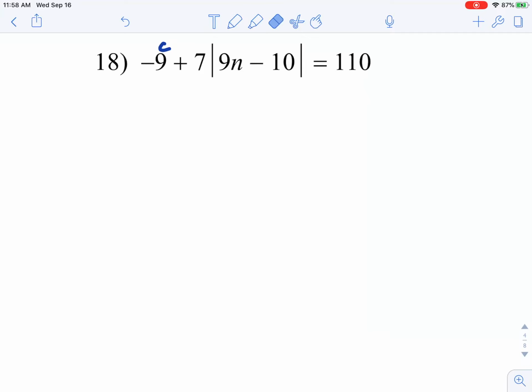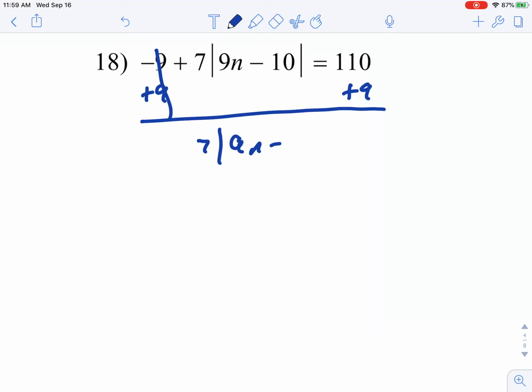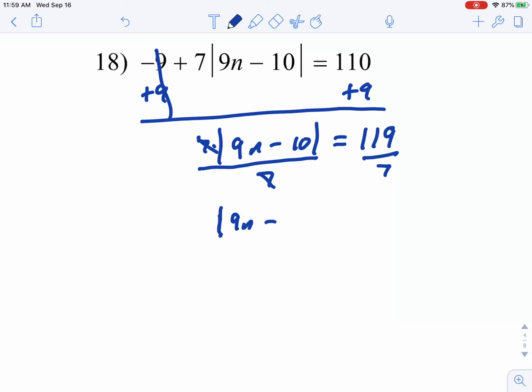So, the right way to work out number 18 is like this. Add 9 to both sides. You get 7 absolute 9n minus 10 equals 119. Make that look more like a 9. Since this is times, I'm going to divide both sides by 7. And I get absolute 9n minus 10 equals, what's 119 divided by 7?